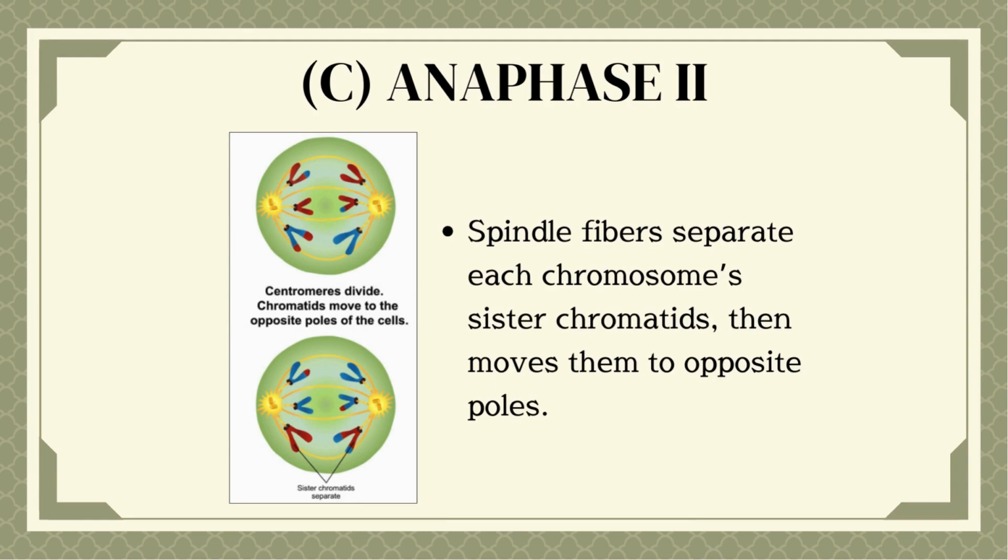In anaphase 2, it is the stage where the sister chromatids finally separate. The spindle fibers shorten, pulling the sister chromatids apart and moving them toward opposite poles of the cell. Once separated, each chromatid is now considered an individual chromosome. This separation ensures that the new cell will receive a complete set of chromosomes. So the main thing to take note of in this phase is that the sister chromatids separate due to the spindle fibers and then they move to the opposite poles.